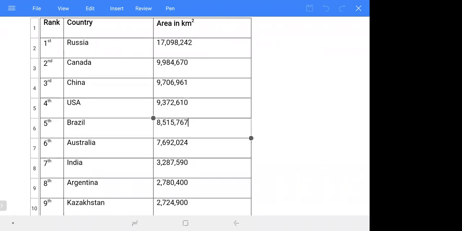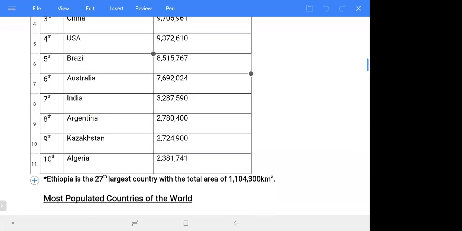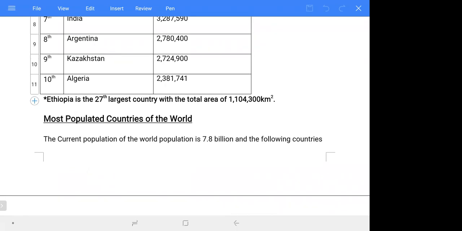Then the fourth is USA, Brazil from Latin America, then Australia as a country, then India, again in Asia, then Argentina in Latin America, Kazakhstan. Then from Africa, we have only one country, that is Algeria. Algeria is the first largest in Africa, but the 10th in the world.